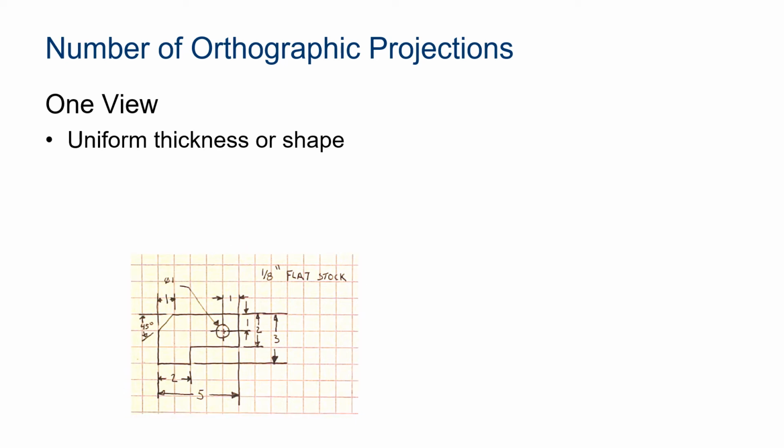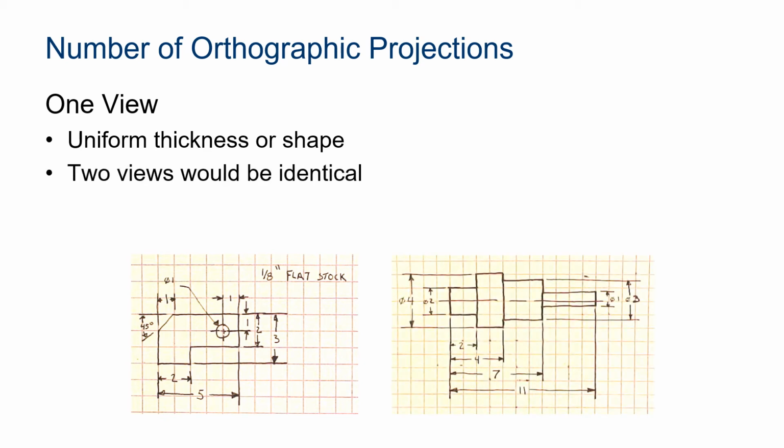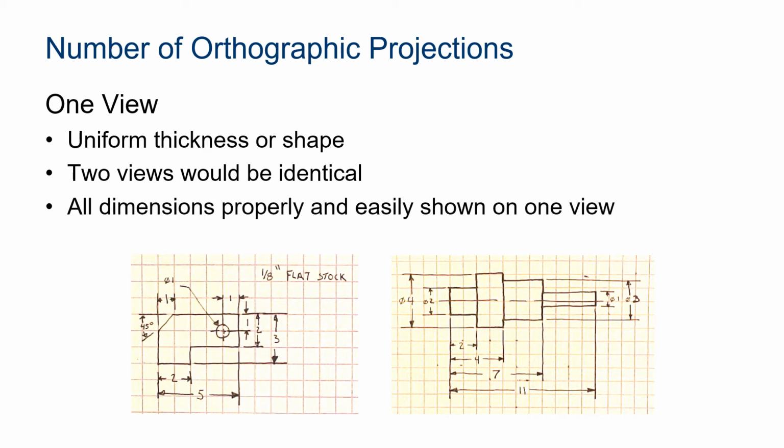But for your assignment, I'm going to have you practice drawing the top, the right side, as well as the front. All right, so you need to have 3 views, but this is just showing best practice for when you're actually making working drawings. You want to be as efficient as possible. 2 views would be identical. All dimensions properly and easily shown on one view. So whenever possible, try to do as few views as possible.